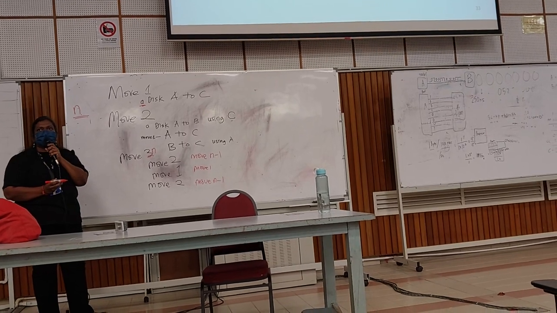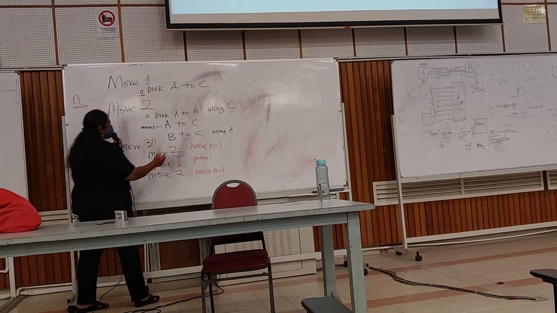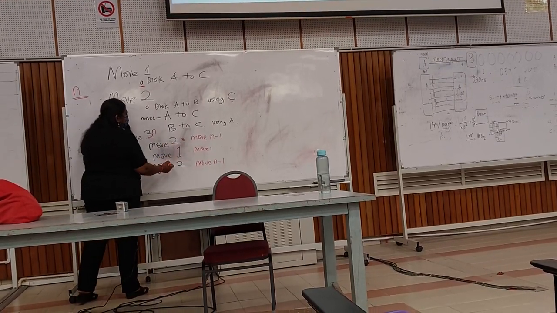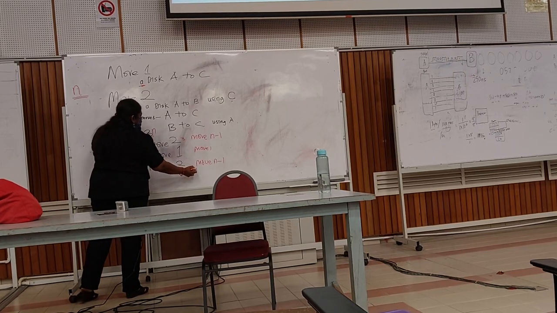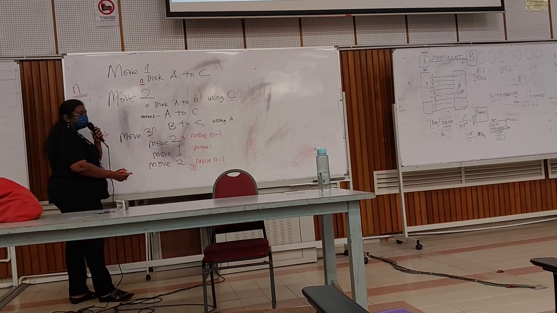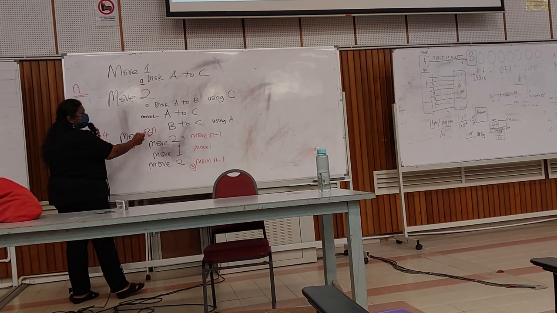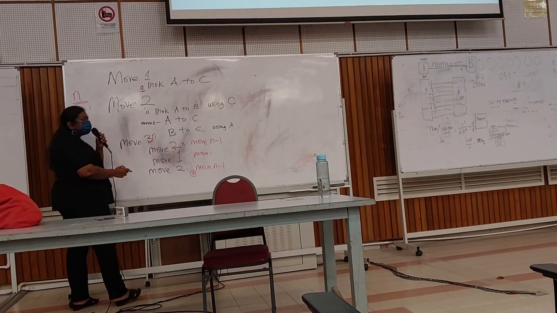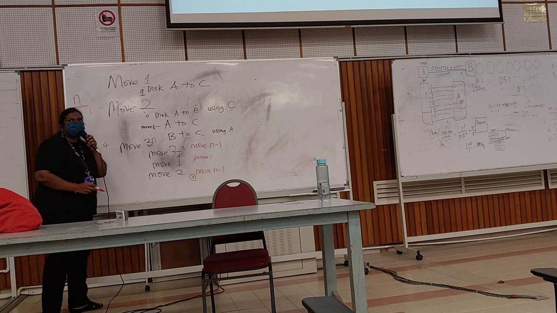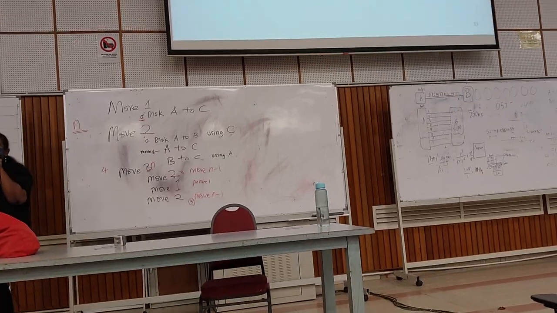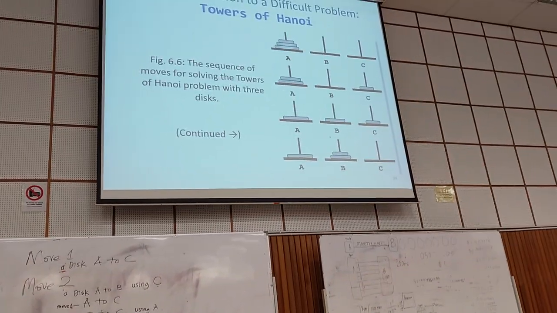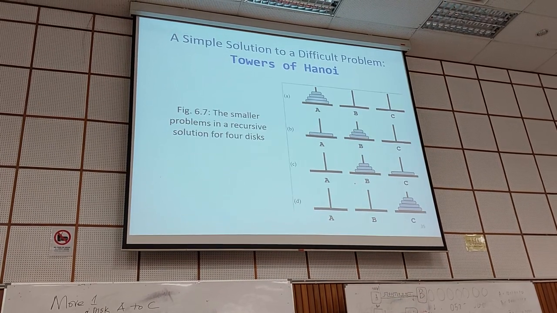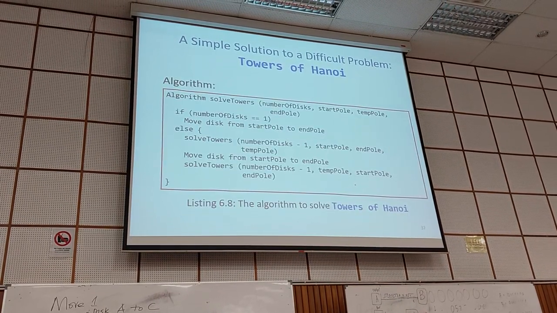Alright? You understand? So what you do is that if I have 4 discs, this one will be move three, this one will be move one, and this one will be move three. Then where's move 3? You go back and look at move 3. Where's move 2? Go back and look at move 2. Where's move 1? Go back and look at move 1. So that's how it works. This is for 3 discs. That's how we saw the solution already. This is the algorithm for it.